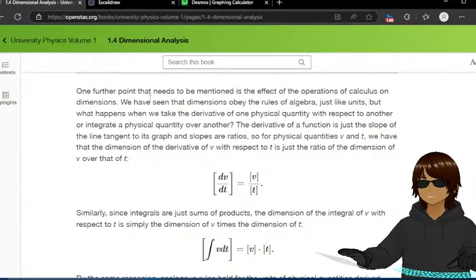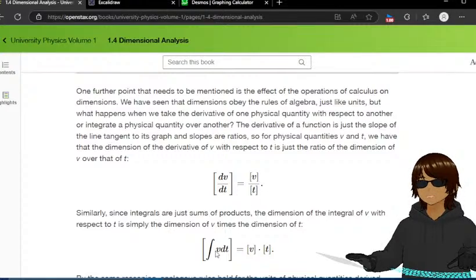One further point that needs to be mentioned is the effect of the operations of calculus on dimensions. We have seen that dimensions obey the rules of algebra just like units, but what happens when we take a derivative of one physical quantity with respect to another, or integrate a physical quantity over another? The derivative of a function is just a slope of tangent line to its graph. Slopes are ratios. So for physical quantities v and t, we have that the dimension of the derivative of v with respect to t is just a ratio of the dimension of v over t. So dv over dt, the dimension of this entire thing, is the dimension of this divided by the dimension of this.